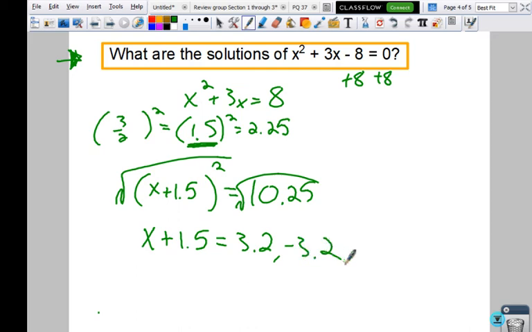You minus 1.5. Yep, we're going to minus 1.5 everywhere. And Jace, what do we get for our final answer? x equals 1.7 and negative 4.7.